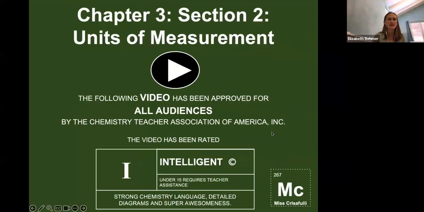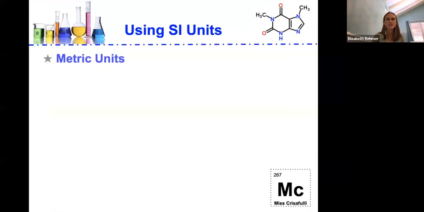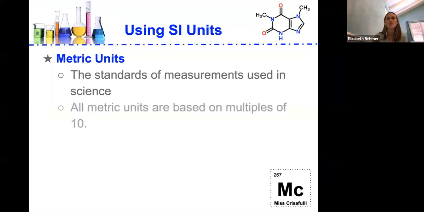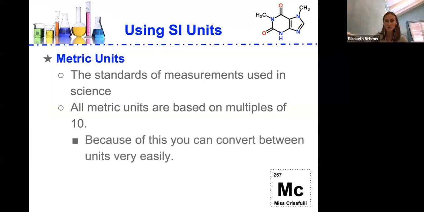So we're spending a lot of time this chapter going over significant figures, scientific notation, and this section gets into units of measurement and using the standardized system of units called the SI system or the metric system. The metric units are the standards of measurements used in science, and all metric units are based on multiples of 10. Because of this, you can convert between units very easily. And I will also include another video in this module.